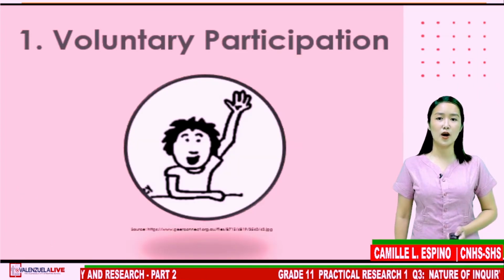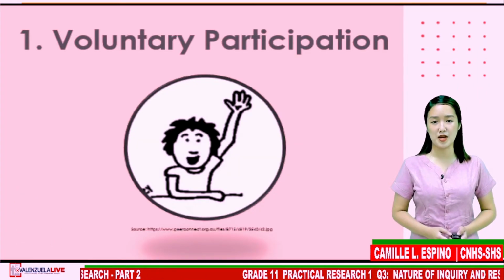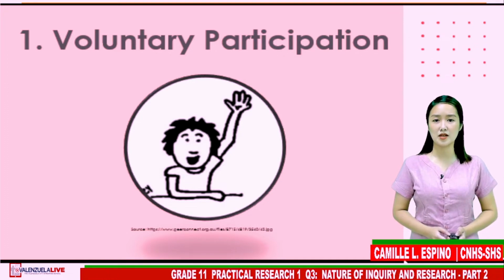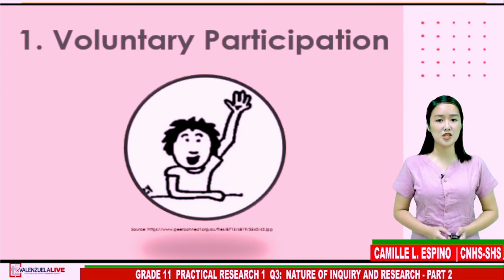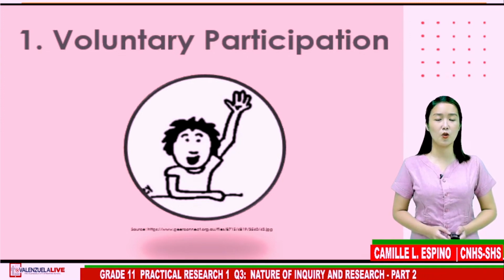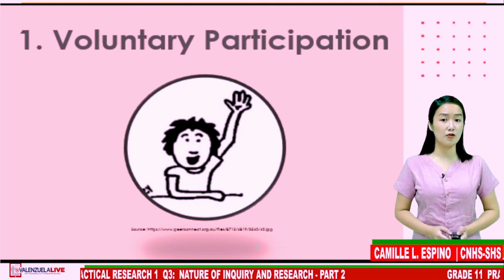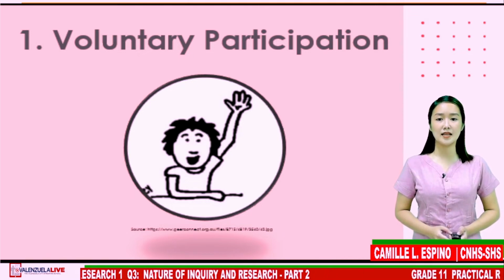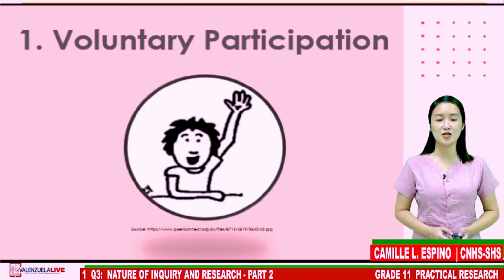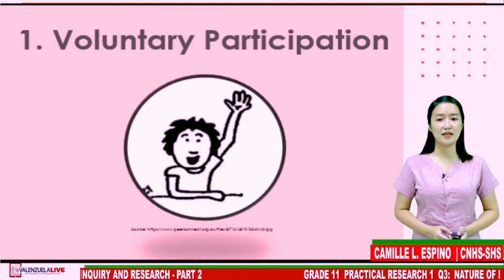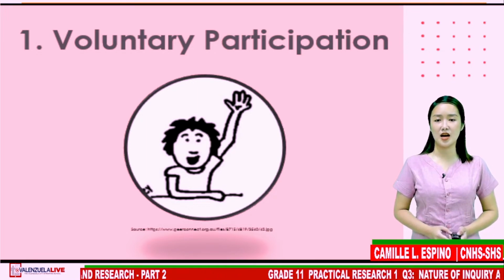The first one is voluntary participation. This means that all research subjects are free to choose to participate without any pressure or coercion. All participants are able to withdraw from or leave the study at any point without feeling an obligation to continue. Your participants don't need to provide a reason for leaving the study.